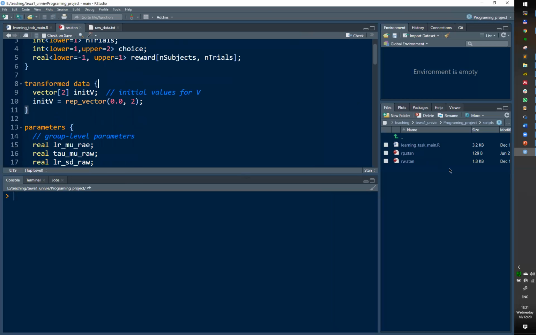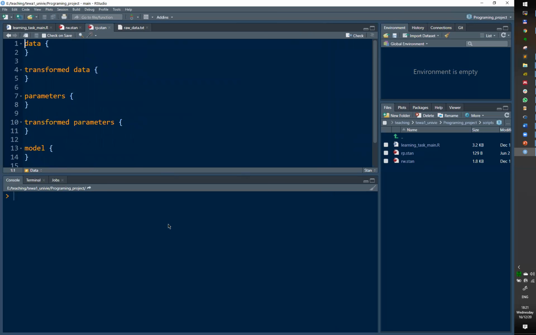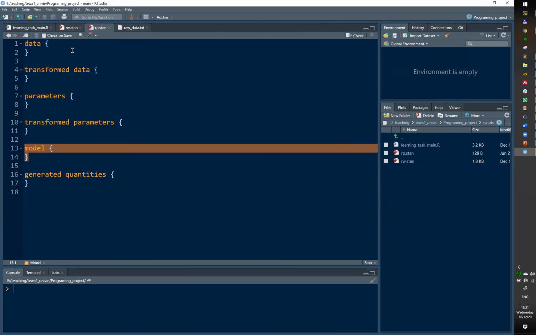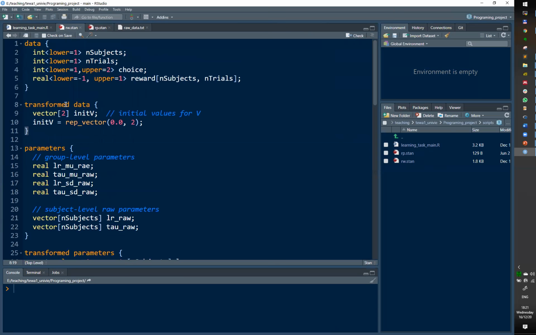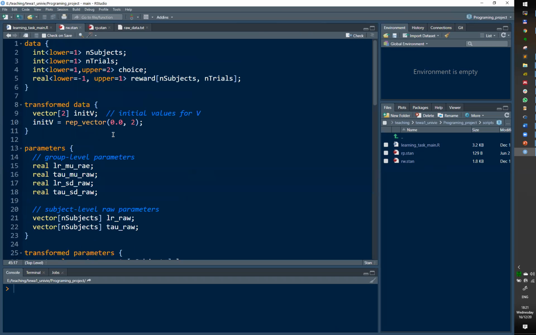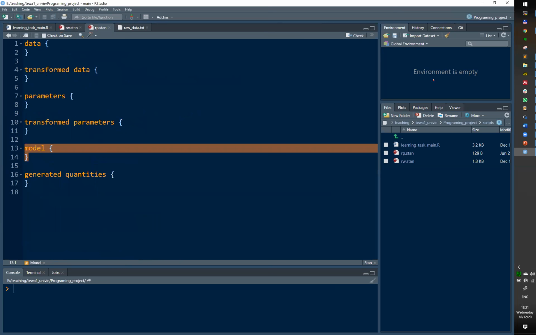The second model is the RP. The RP is empty. Empty means that the structure is here. We have all of the blocks, but nothing inside. What you are supposed to do is to first, as I said, debug the first model and add 1 additional parameter for differential effects of reward and punishment on learning rates. Then fit and compare. So this is the task for you.